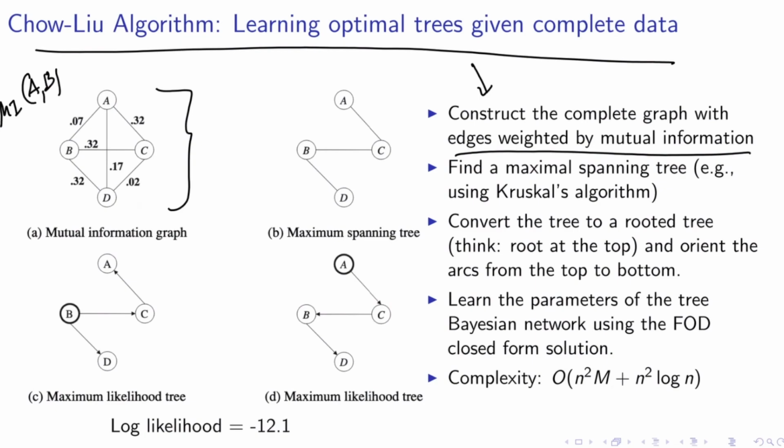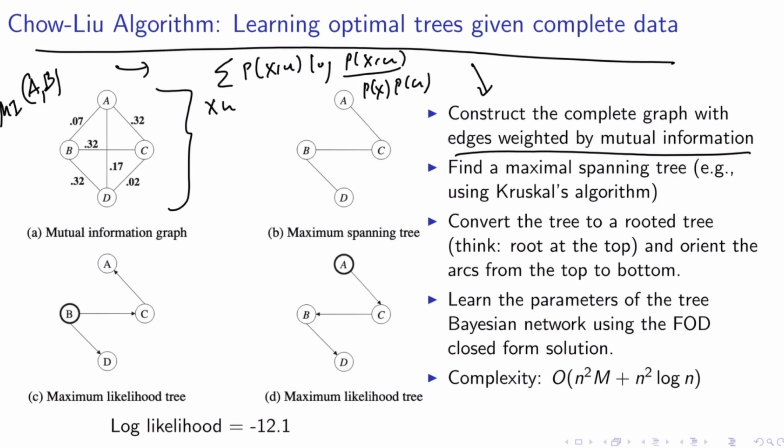Okay, how do you compute the mutual information between a and b from data? All you have to do is, if you remember, the formula for mutual information is nothing but the sum over x, u of p of x, u times log of p of x comma u divided by p of x times p of u.